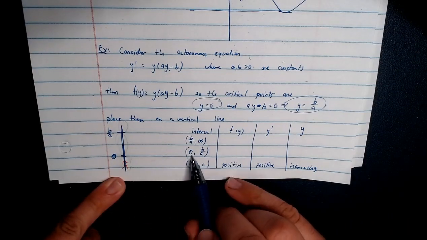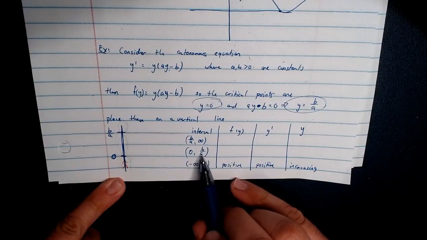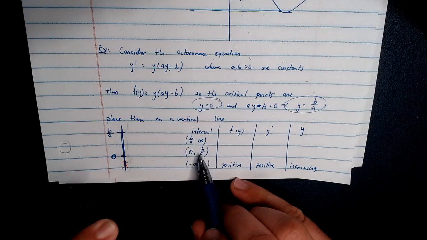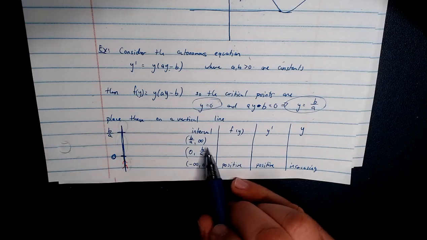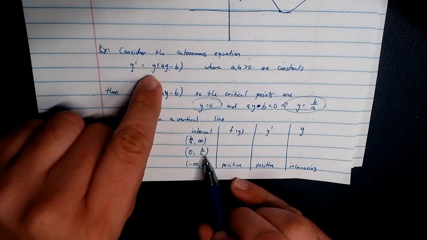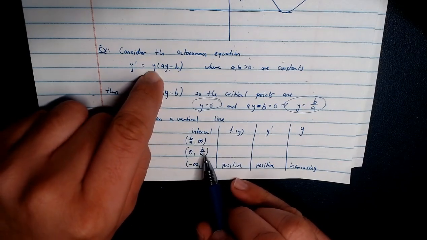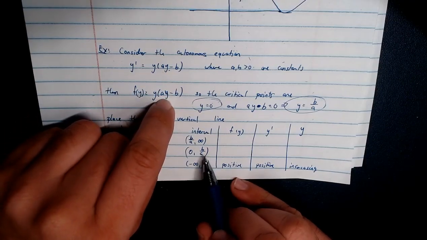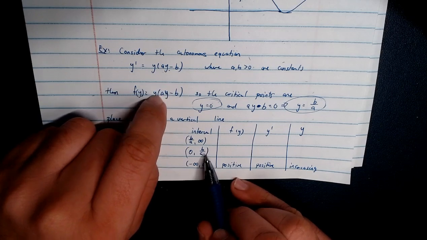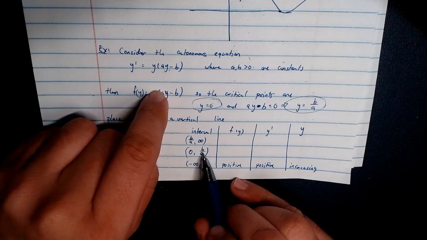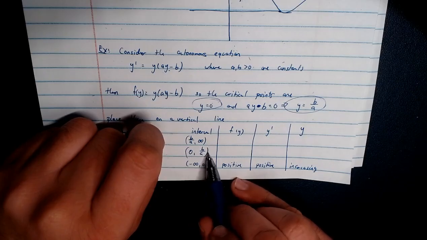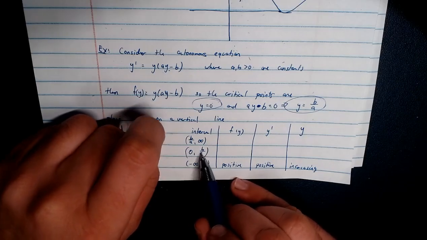Here, if I plug something between 0 and b over a, well, a and b are both positive, so between 0 and a positive, that's a positive. So I'm plugging in a positive number that's less than b over a. Well then, that'll be positive right there, because y is positive. But if I plug in a number that's less than b over a, and I multiply by a, the a's cancel out, and I'm left with something that's less than b.